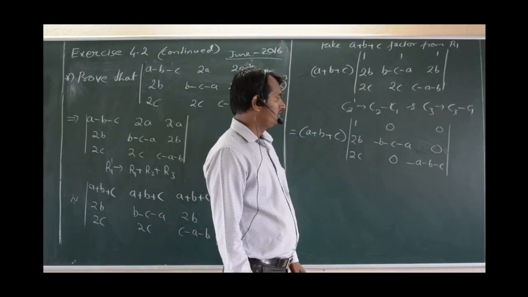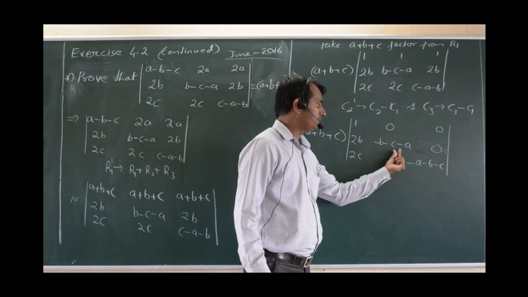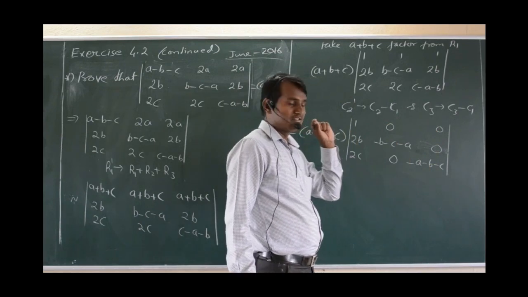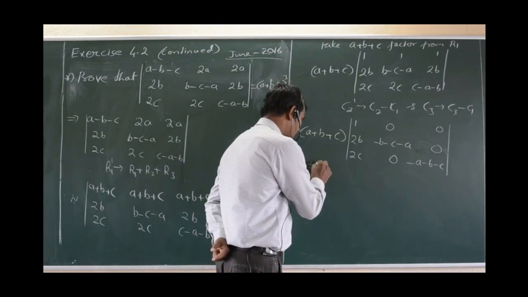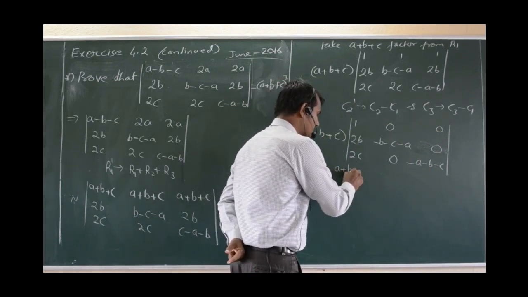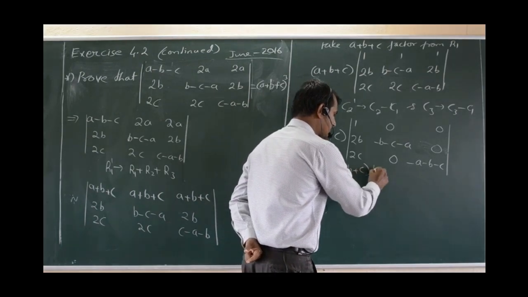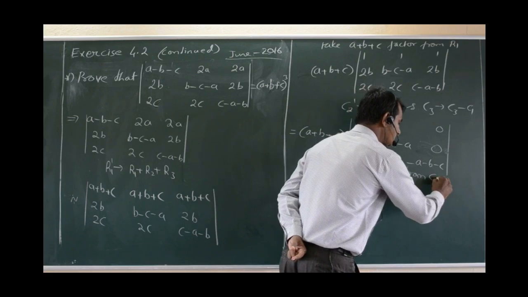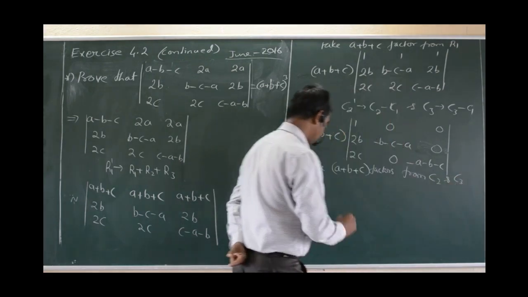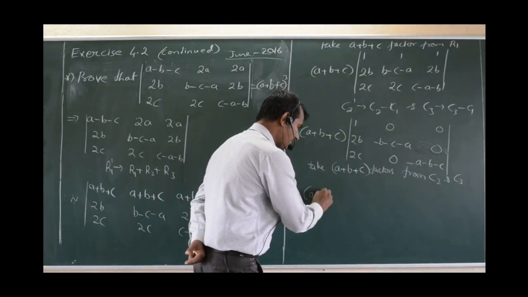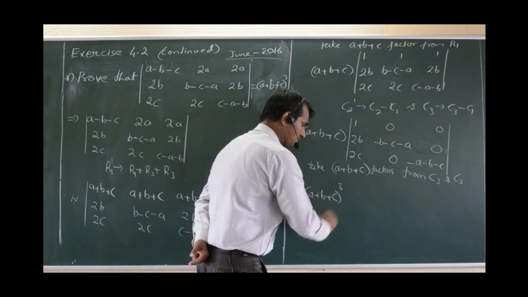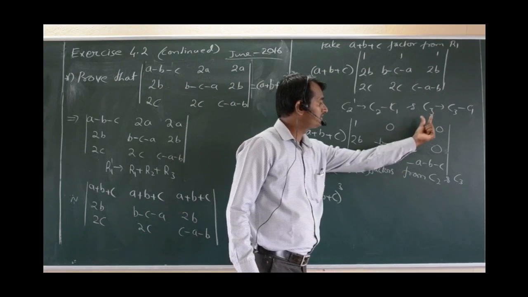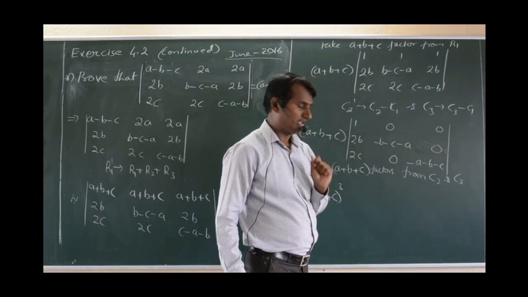Now we can take a plus b plus c common from C2 and from C3. That means we get a plus b plus c whole cube. Why? Because from C2 we take one a plus b plus c, and from C3 one a plus b plus c.